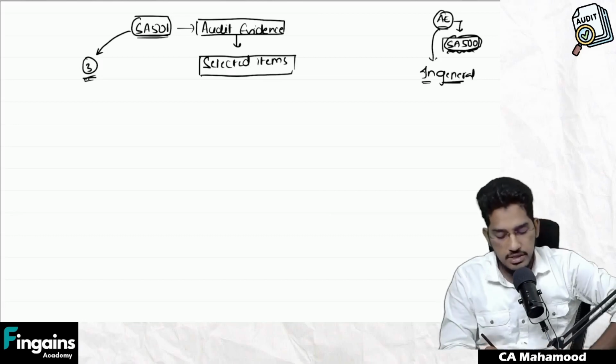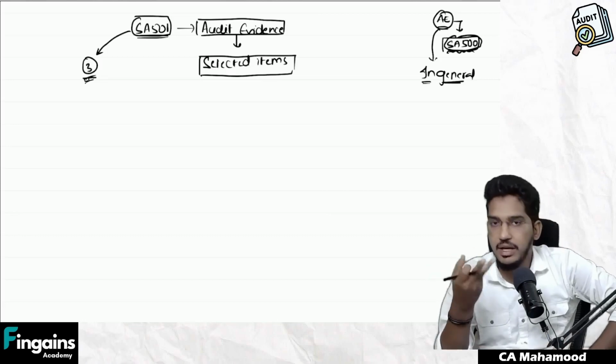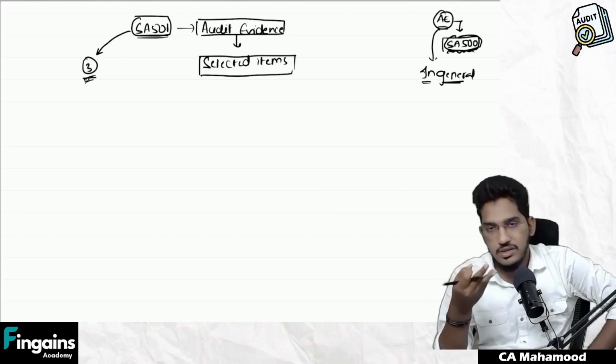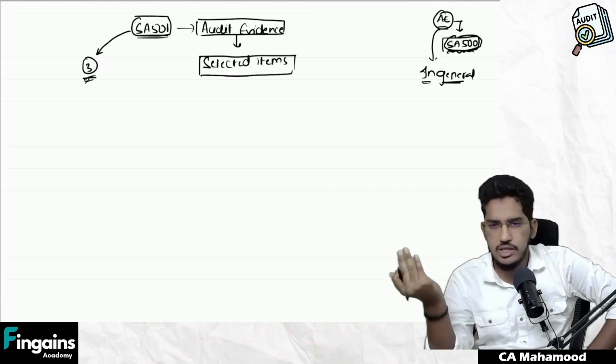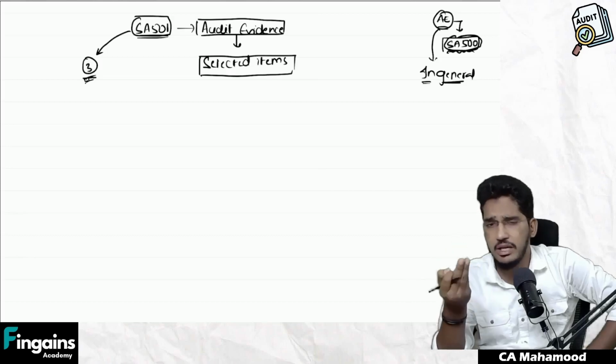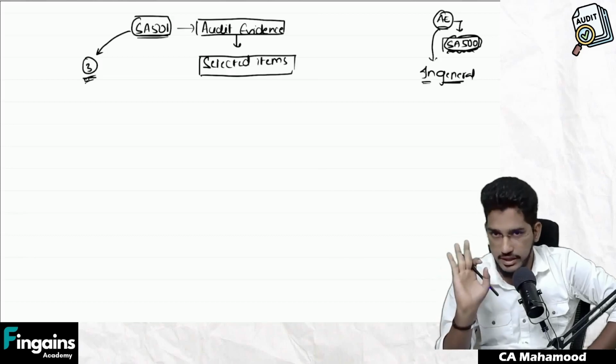Sir, why only three items are selected? That is up to ICA. They might have thought that those three items are the items which are very complex while conducting the audit. So that's why they might have given specific guidance only for the three selected items.